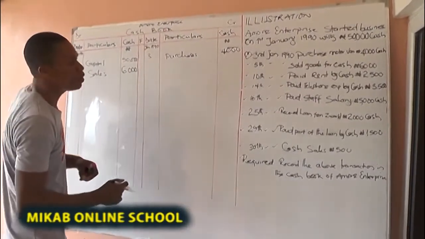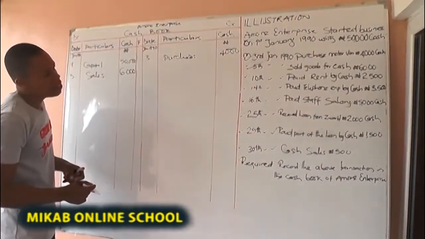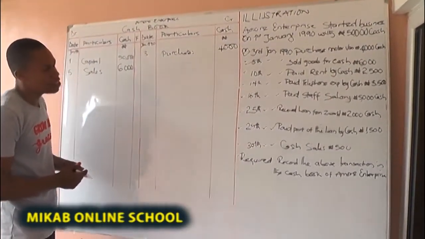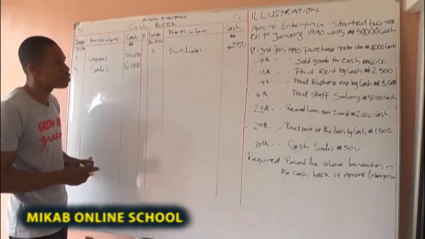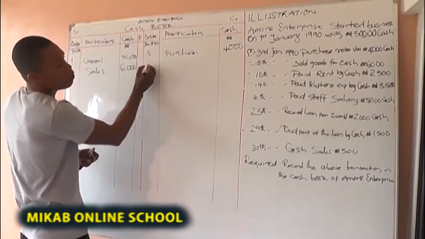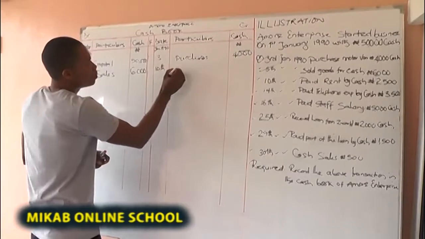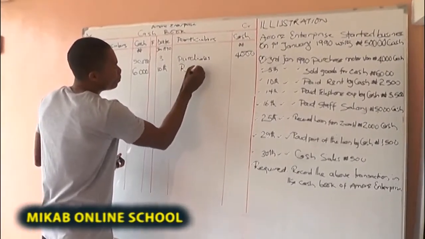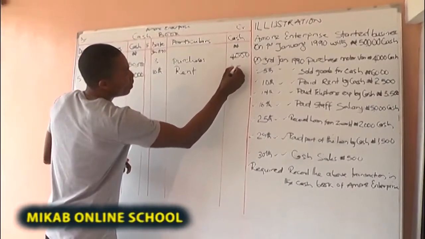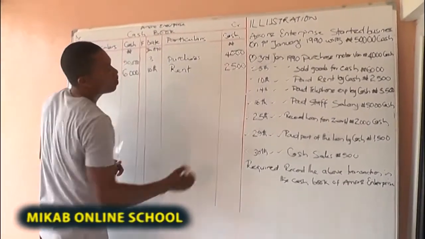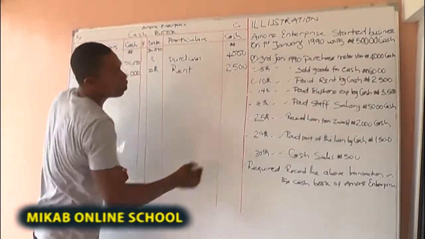The next one is on the 10th. This has been done with. On the 10th, paid rent by cash. Look at this one again. You are doing away with what? Cash for rent. On what date now? On the 10th. You write rent. What value? 2,500 Naira. Now, the next item will be on the 14th.